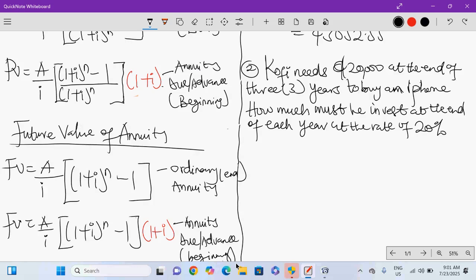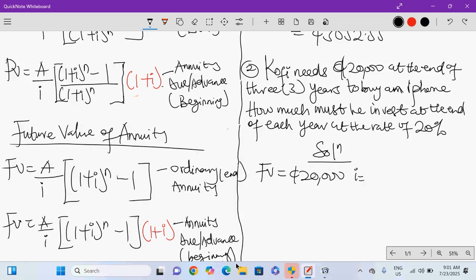So this is a good question. The question is asking us, Kofi needs 20,000 at the end of 3 years. So what is the 20,000? The 20,000 is a future value. Kofi needs the 20,000 in 3 years' time, not now, at the end of the 3 years, to buy an iPhone. So this is the future value, right?